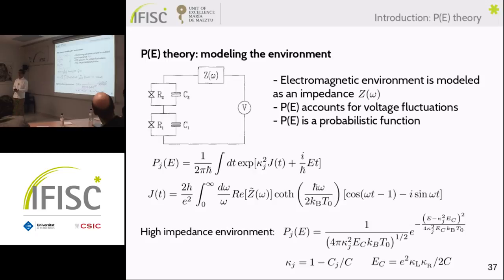Usually, quantum dot circuits are embedded in a circuit that has a high impedance. And when you have a high impedance, you find that in a high impedance environment, this P of E function is just a Gaussian function with different probabilities of absorbing and emitting energies. And the main characteristics of this Gaussian function, which are the width and the energy position, are controlled by the asymmetry of the capacitances in the two contacts.